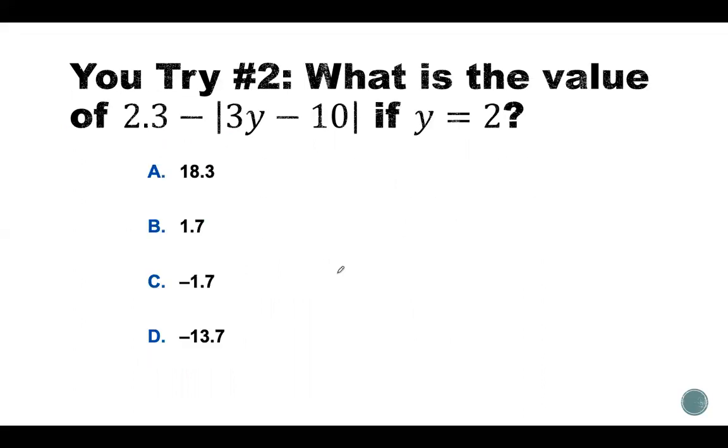So here's your second U try. What is the value of 2.3 minus the absolute value of 3y minus 10 if y equals 2? So go ahead and pause the video and give this a try. All right, so we have 2.3 minus 3y. So instead of writing a y, we're going to substitute in 2 minus 10.